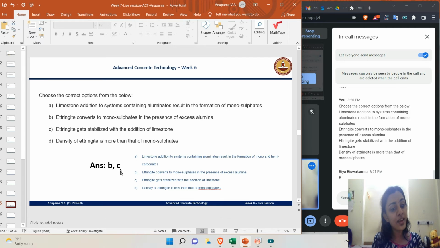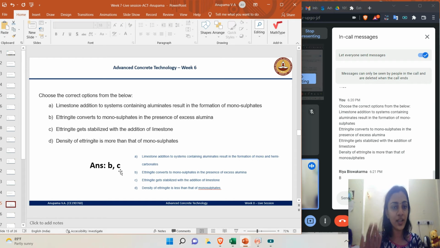Now the last statement is density of ettringite is more than that of monosulfate. That is a wrong statement. Density of ettringite is lesser than that of monosulfates. So the volume will be much higher than that of monosulfate. So it expands, or it fills up more volume than that of monosulfates. So the correct statements are B and C.